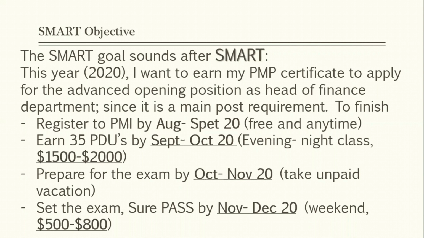Register to PMI between August and September, and it's going to be free and I can do it anytime. Earn 35 PDUs between September and October. It could be an evening or night class, and I can invest between $1,000 and $2,000. Prepare for the exam between October and November, and I have to take unpaid vacation. Set the exam and pass it between November and December. It will be during the weekends, and I can invest $500 to $800.